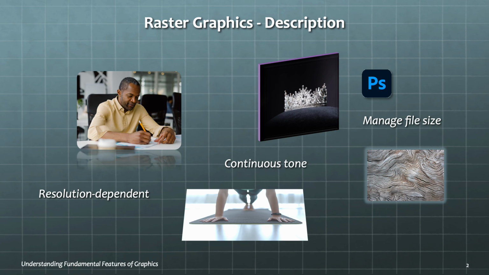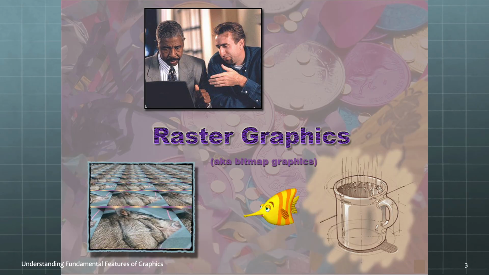On the next series of slides, I'm going to talk in depth about two fundamentally different graphics formats, raster and vector. First, we'll cover the raster format. So here are some examples of raster graphics, also known as bitmap graphics.